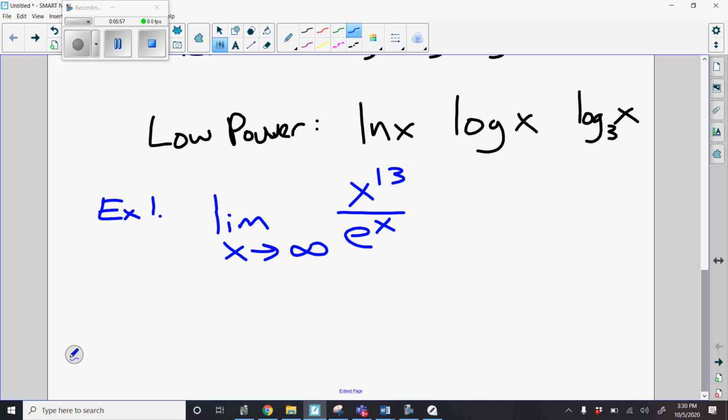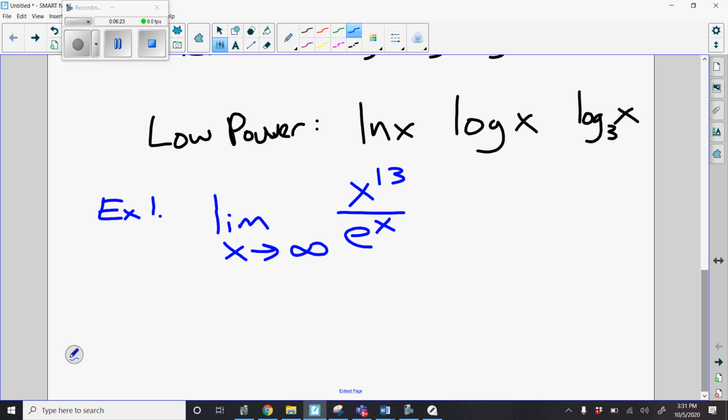So if we take a look at this example here, we're doing the limit as x goes to infinity of x to the 13th over e to the x. Now, you say x to the 13th, that's pretty big. If I plug in a huge number into x to the 13th, if I take a huge number to the 13th power, that's going to make a really, really big number. But so is e to the infinite power.